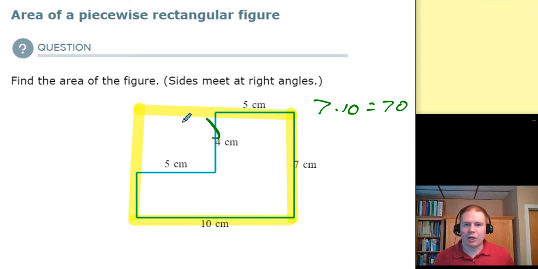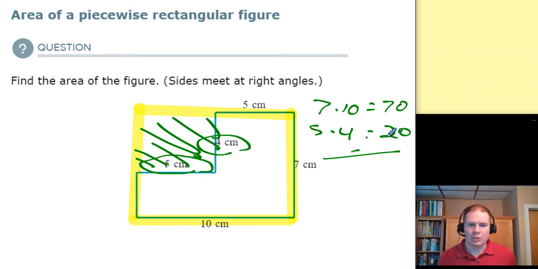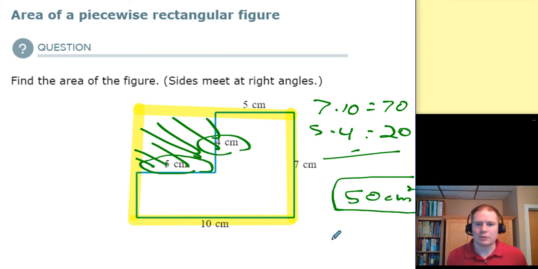But then I need to cut out this chunk to get the shape I'm really interested in, right? So this shape is 5 by 4. So 20 less than 70, I'm going to subtract. That's going to give me 50. In this case, our units are centimeters, so it's 50 square centimeters. So that's the way I often will do this, is I'll look for the big rectangle and then cut out the extra part.